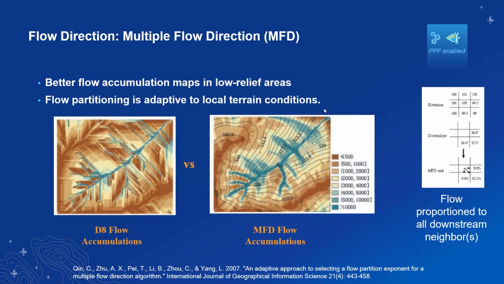Another new dispersive flow direction model is multiple flow direction, or MFD, and is based on maximum downslope gradient. In this model, flow can be proportioned to all downstream neighbors. What this means is that steeper neighbors would receive a greater proportion of flow compared to the rest. The result is a smoother spatial distribution of flow accumulation, particularly in low relief areas compared to D8.